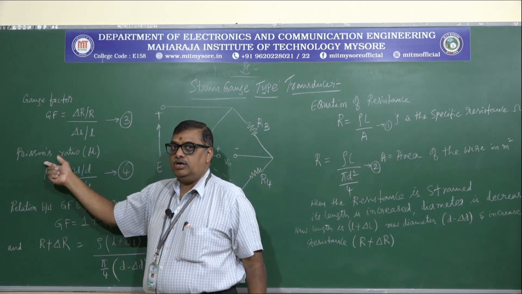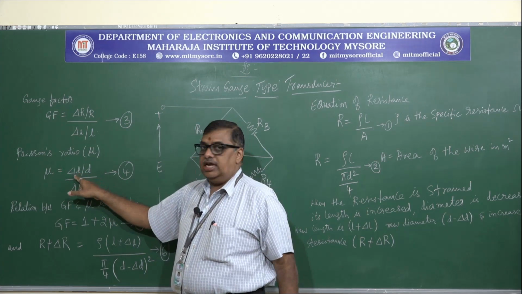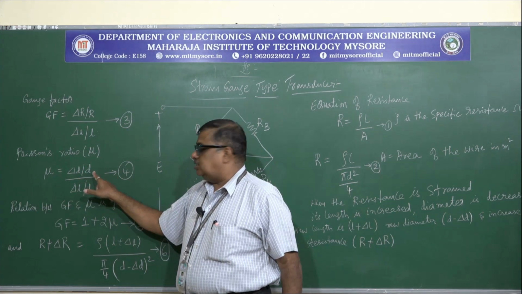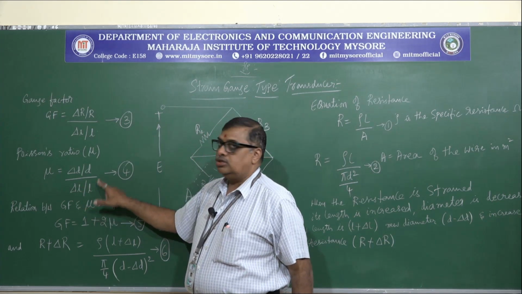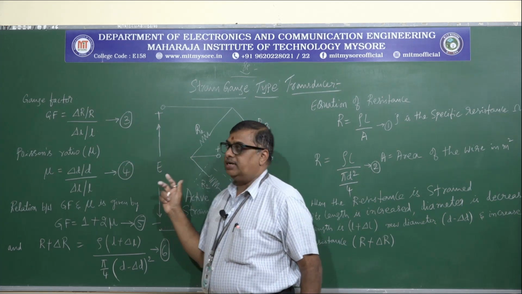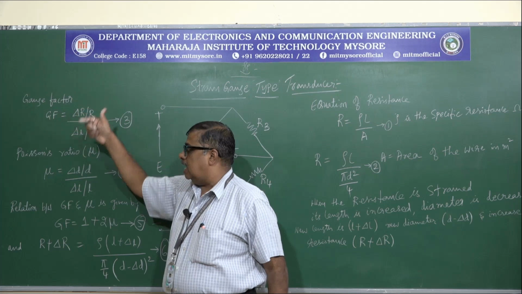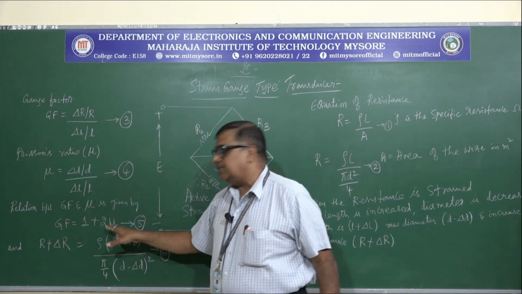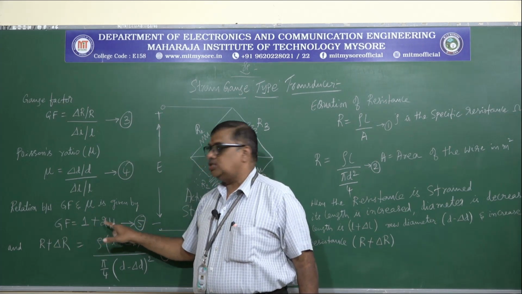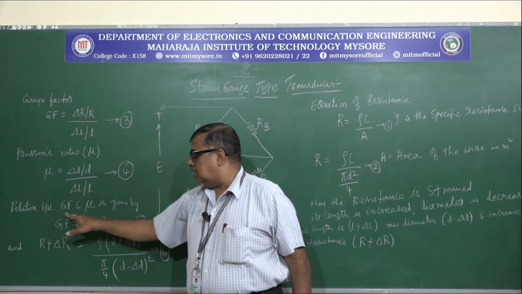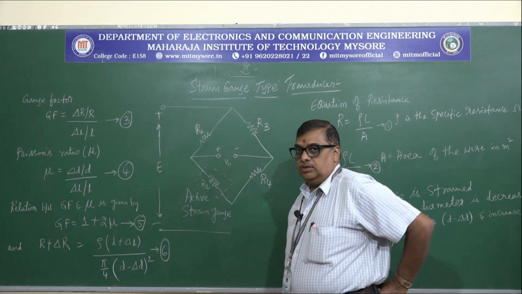The second one we are going to calculate is the Poisson's ratio. It is defined as the change in the diameter to the original diameter, divided by the change in the length to the original length. These two are very important factors in a strain gauge. These two factors, gauge factor and Poisson's ratio, are related by the equation GF, gauge factor, is equal to 1 plus 2 times mu. This is the relationship between the gauge factor and the Poisson's ratio.